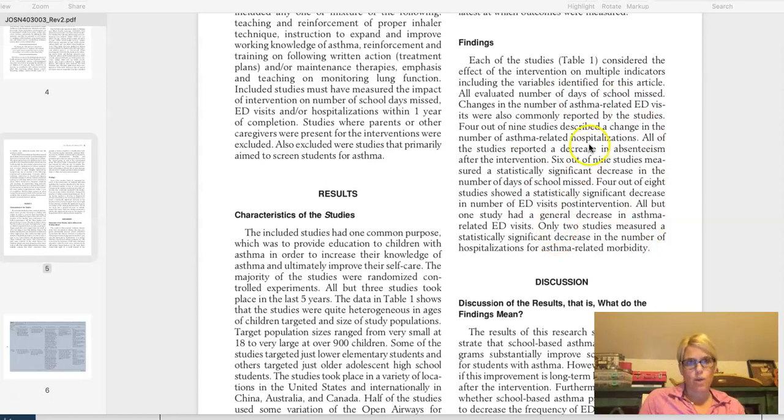So she's really just going through and saying these were the results. The only thing I would like to see in this, and this is what I ask of my students, is that if it says 4 out of 9 studies describe a change in the number of asthma-related hospitalizations, then you should have the 4 citations there in parentheses. That way, if I want to know which 4 those were, I can see them very easily and go pull those.